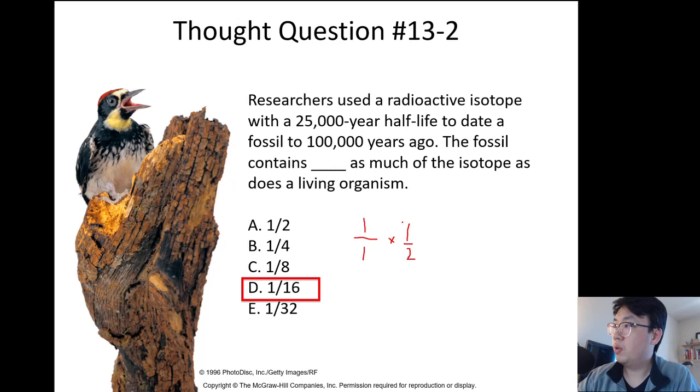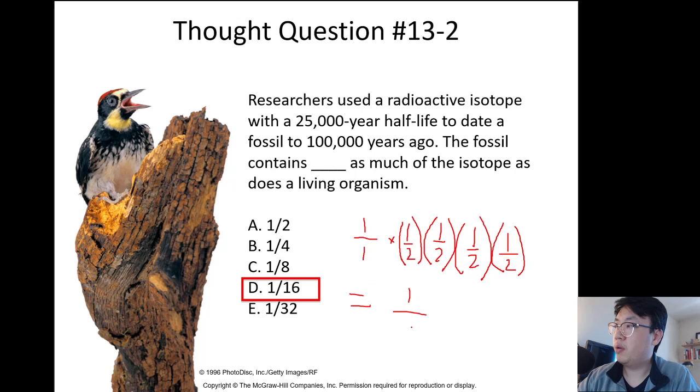1 over 2, times another 1 over 2, times another 1 over 2, times one last 1 over 2. If we take this whole value and multiply straight across, that's 1 on top, and on the bottom, that's 16. And that is my answer, 1 out of 16. That's how they did it.